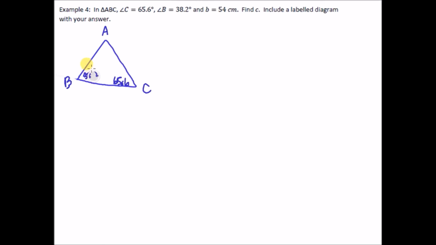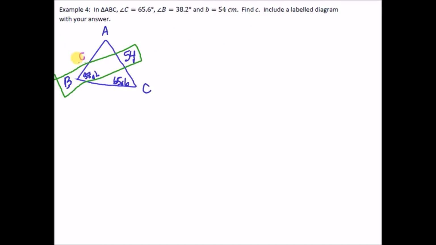Angle B is 38.2. So we have two angles. That's good. And then we have side B is 54, and that's in centimeters. But we have to find side C. So no problem. This question is kind of just testing if we can draw the triangle. So we do have this matchup right here. We have side B and we have angle B. It's kind of a mess, I'm sorry. And then we're looking for side C.